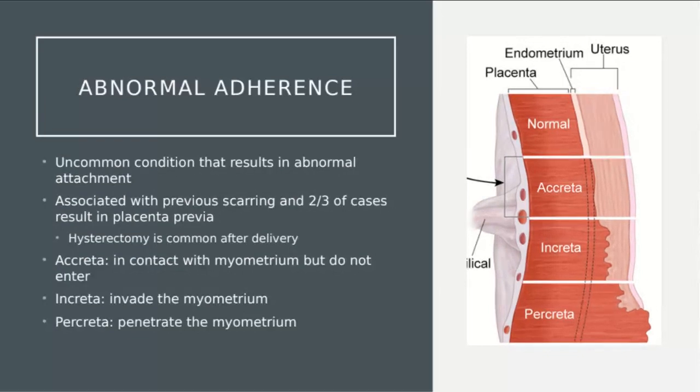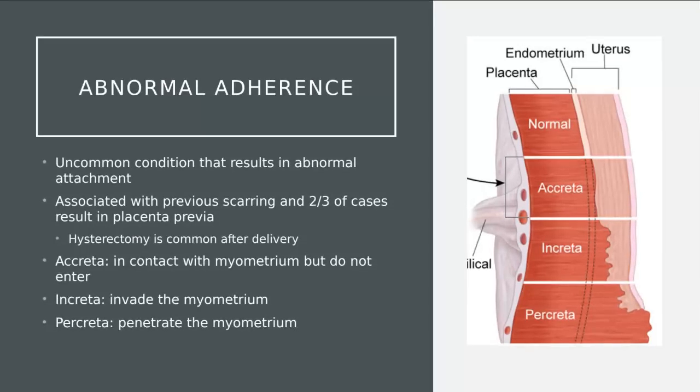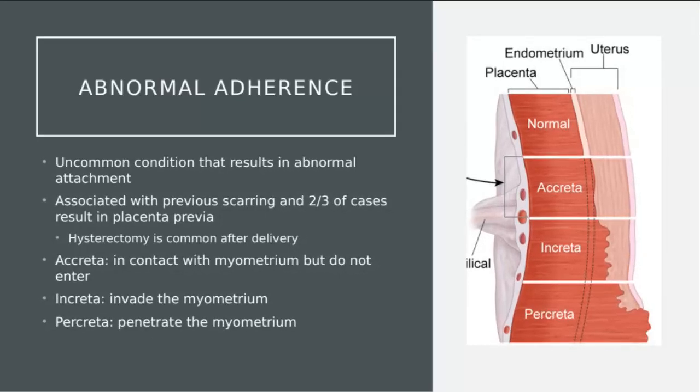Accreta is going to be the least severe form of abnormal adherence, and basically it's going to be when we just don't have that border between the two anymore. So it's going to be in direct contact with the myometrium, but it's not going to start to invade it yet. Increta, we're going to start to invade, and percreta is we basically took over the entire myometrium. So now there's no normal uterine tissue left. It's really all placental tissue.